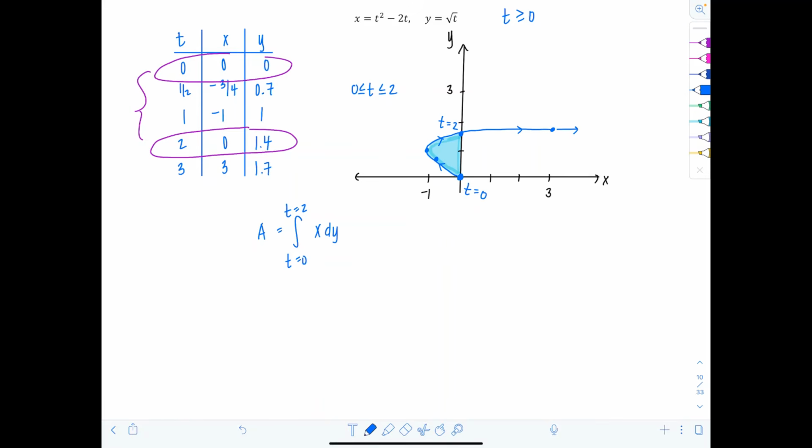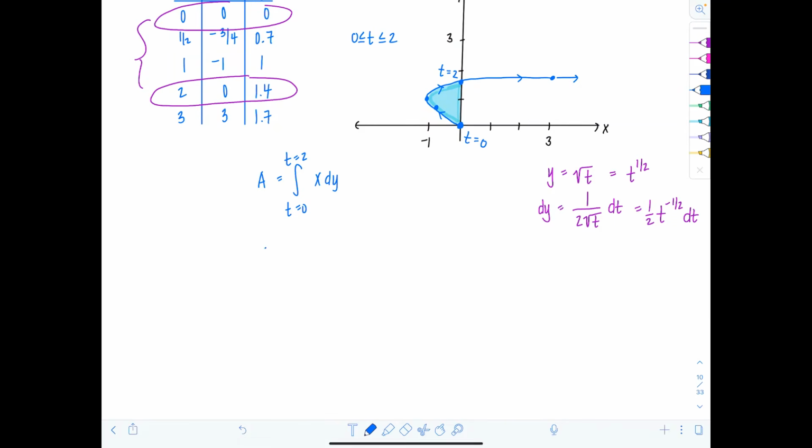All right, well, x I'm going to replace with t squared minus 2t, but dy I need to find first. So remember, if y is equal to rad t, then that means dy is equal to 1 over 2 rad t dt. Or if you like using t to the 1/2, then this is 1/2 t to the negative 1/2 dt. All right, so let's go back to the integral, replace everything so it's all in terms of t. So now I don't need to write t equals because everything's going to be matchy-matchy. So we've got 0 to 2.